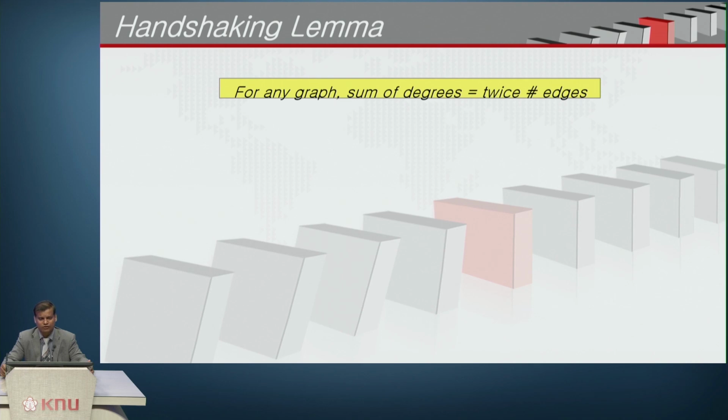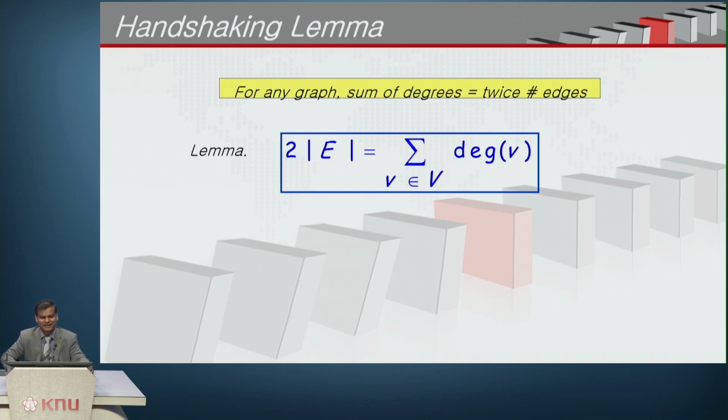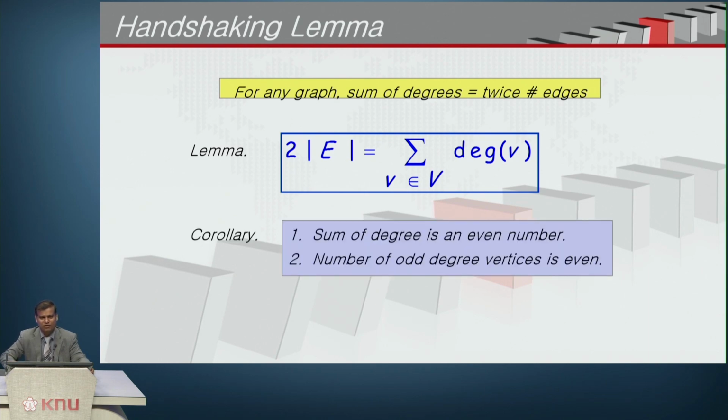Handshaking lemma. This is one of the simple lemmas that will help us get more understanding of simple graphs. For any graph, the sum of degrees equals twice the number of edges. In other words, it's always even. Twice the edges equals the sum of the degrees for v an element of V. The sum of degrees is an even number.